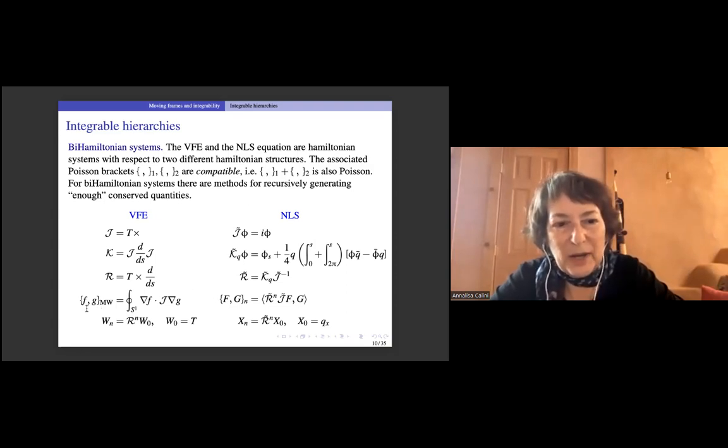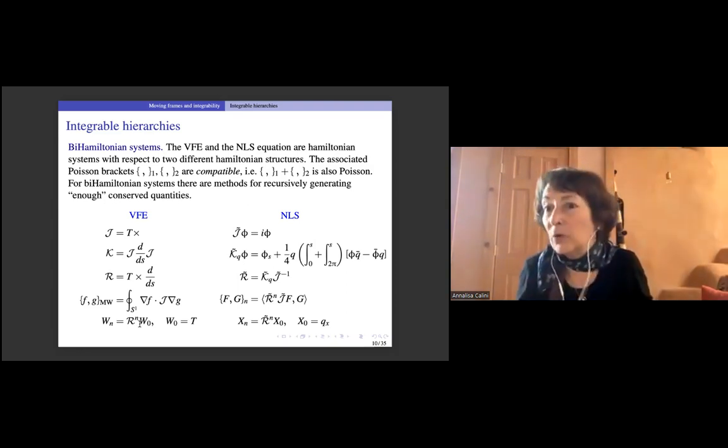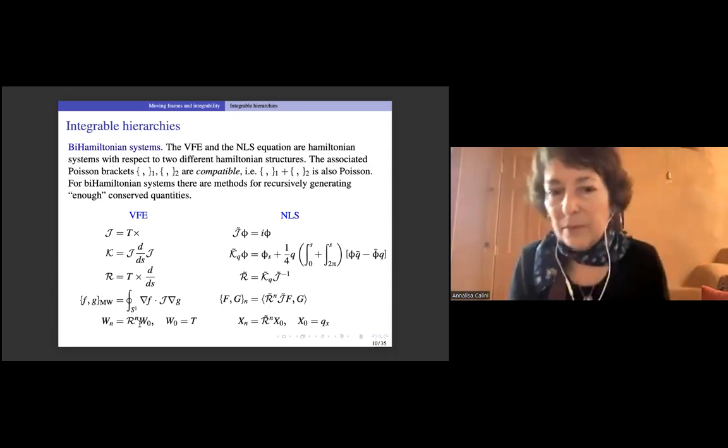Here I show you one of the two Poisson structures, the one corresponding to the VFE, the so-called Marsden-Weinstein Poisson structure. Now, if you invert one structure and combine with the other, you get a recursion operator that allows you to construct a hierarchy of vector fields and a hierarchy of conserved densities. And that's really where integrability comes from.